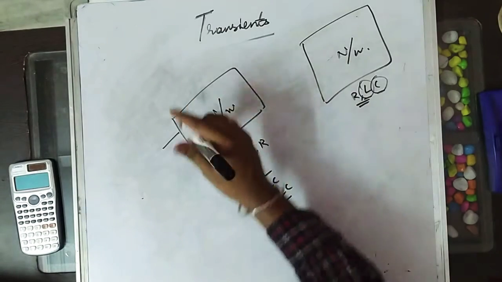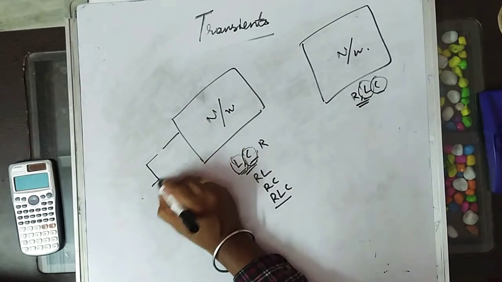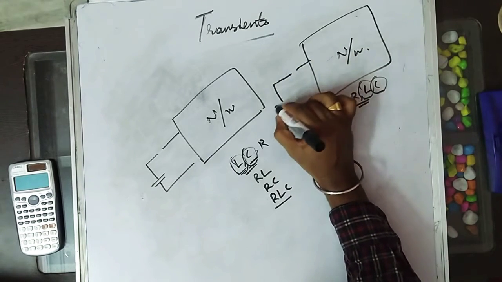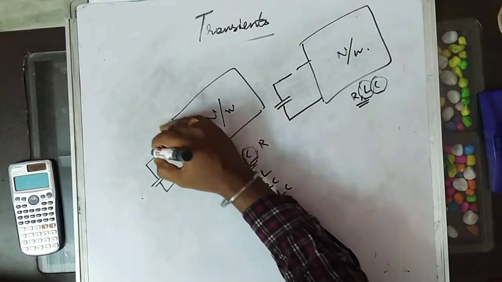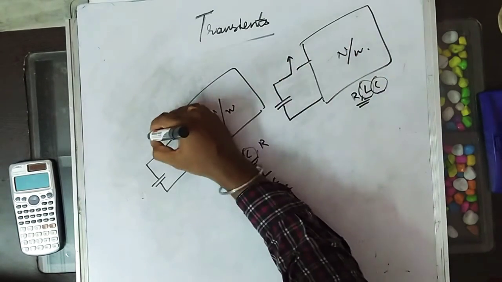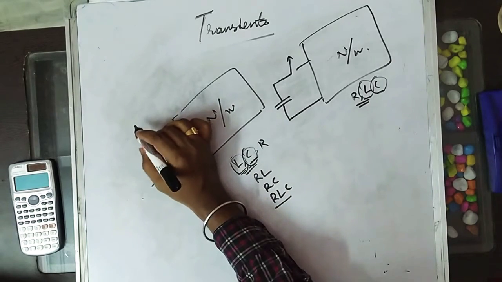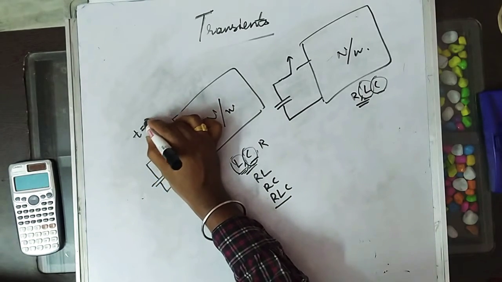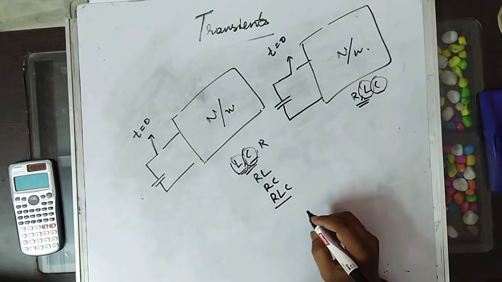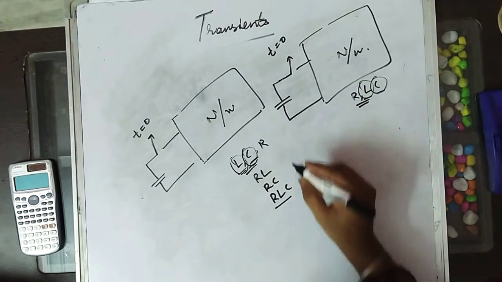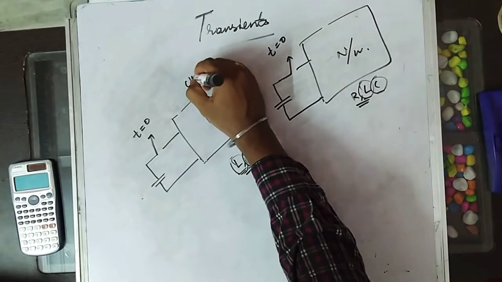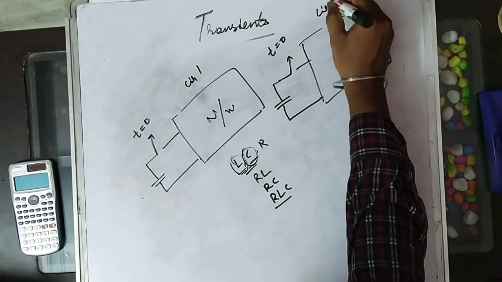For this circuit, a switch is placed. This switch will be operated at some finite time, at t equal to 0. If you observe, I take two circuits. This is circuit 1 and this is circuit 2.